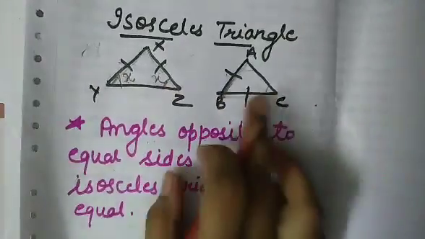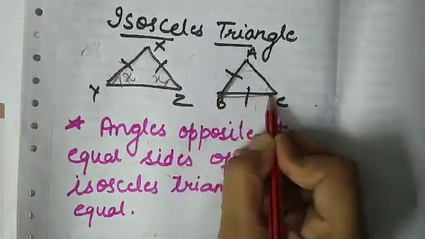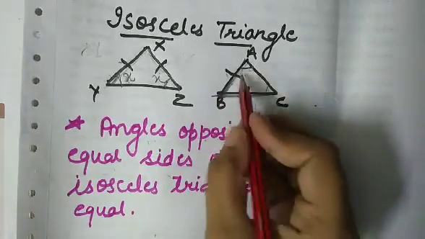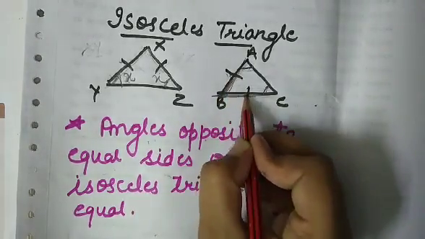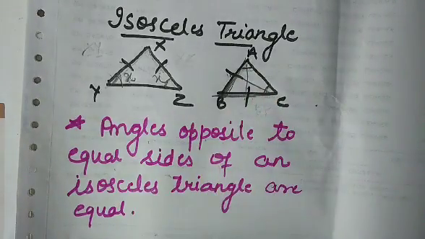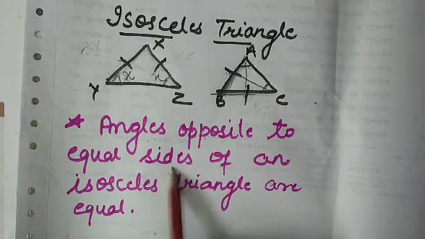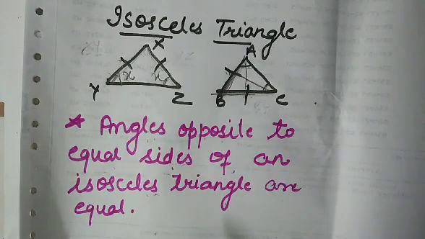If I am considering this triangle, these two sides are equal. So the angle opposite to this side is this, and the angle opposite to this side is this. If these two sides are equal, then their opposite angles are also equal. This is what this property says: angles opposite to equal sides of an isosceles triangle are equal.